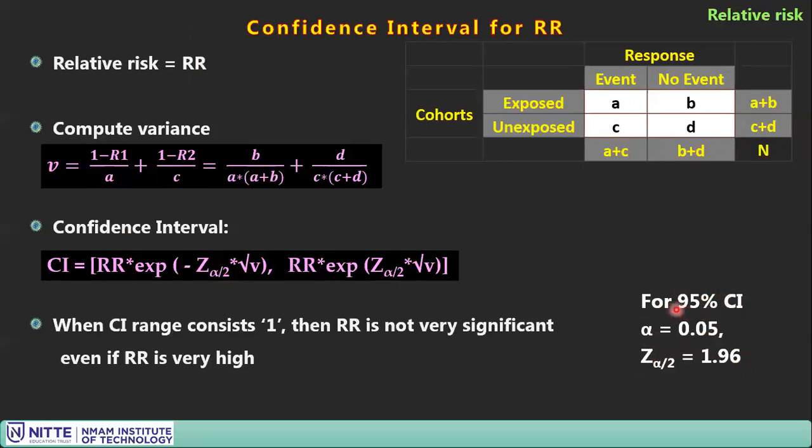If you retain 95% confidence interval for any analysis, Z will always be equal to 1.96. So you'll be taking 1.96 here and doing the evaluation. When you get a result, look for this. This is most important. When the confidence interval range includes the number 1, then the relative risk is not very significant, even if your RR is very high.